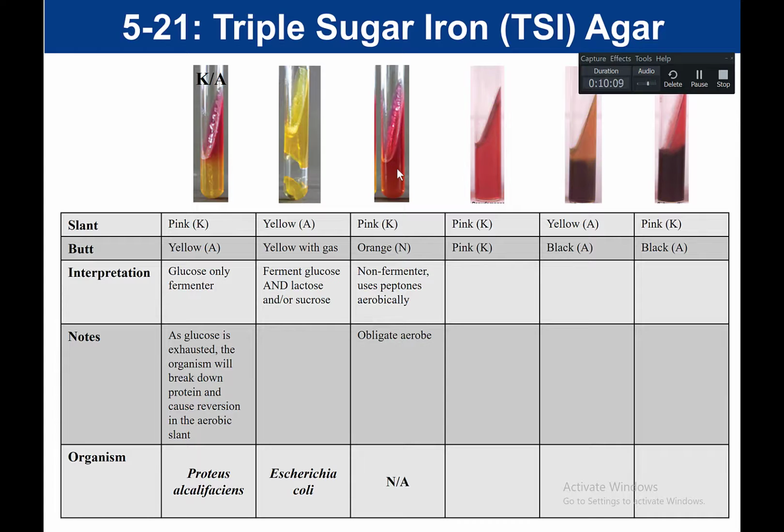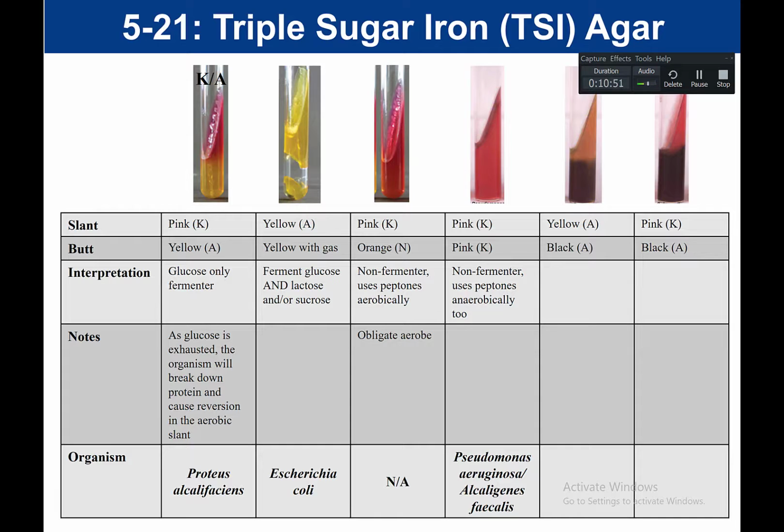So I put N/A there. We could end up with a situation where we get pink, meaning it's alkaline all throughout. What does that tell us? Again, it's a non-fermenter, but in addition to using peptones aerobically, they also use peptones anaerobically. So this organism is going to be non-saccharolytic. It did not use the sugar. It only used the peptones, both aerobically and anaerobically. And so in our experiment, our example of this would be our Pseudomonas aeruginosa and our Alcaligenes faecalis. These would be our examples of pink.